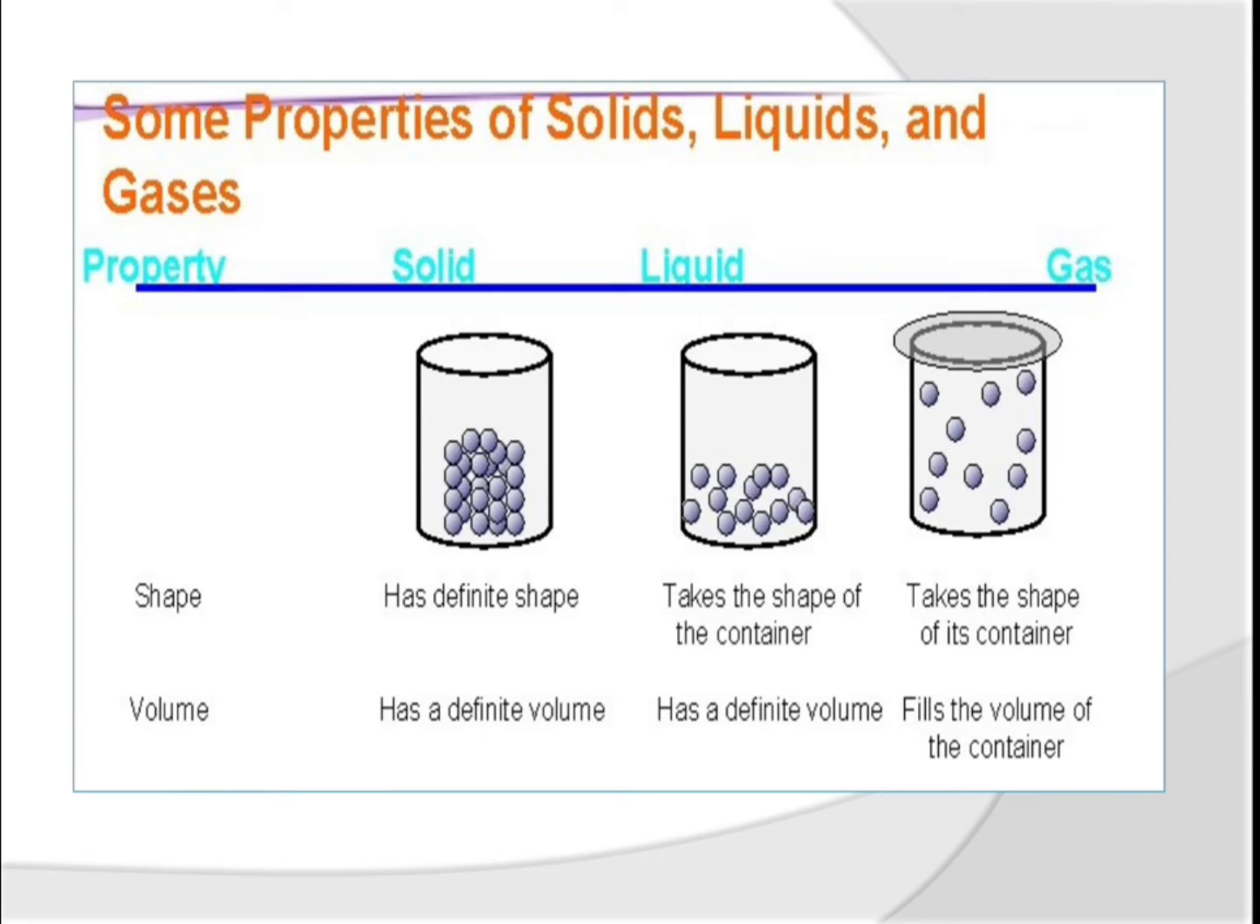The solids have a fixed shape. If you take an eraser and place it somewhere, it has that fixed shape, isn't it? And the volume is also the same, it occupies the same amount of space. It has the same shape and the same volume, that is, a definite shape and definite volume. Now coming to liquids, liquids can flow easily.